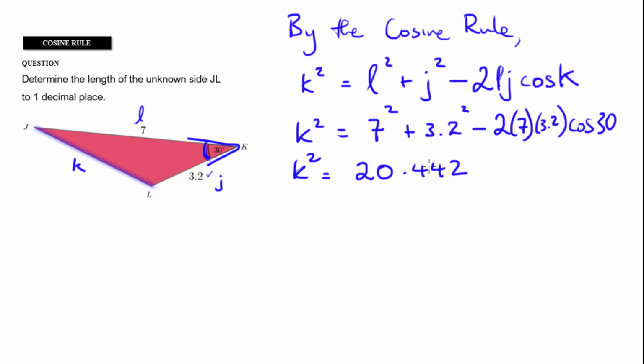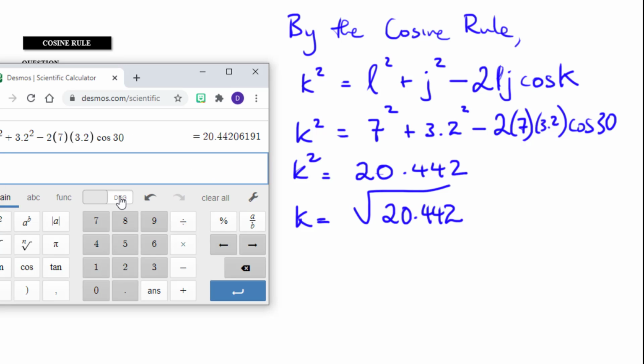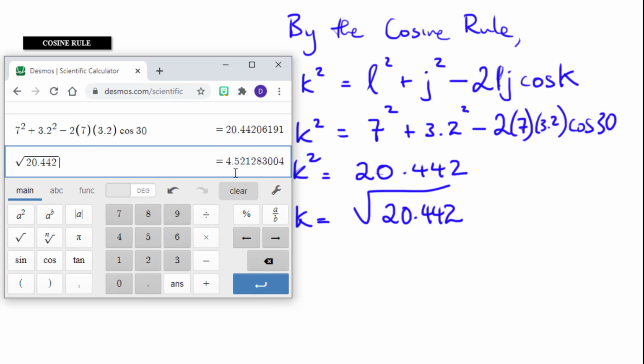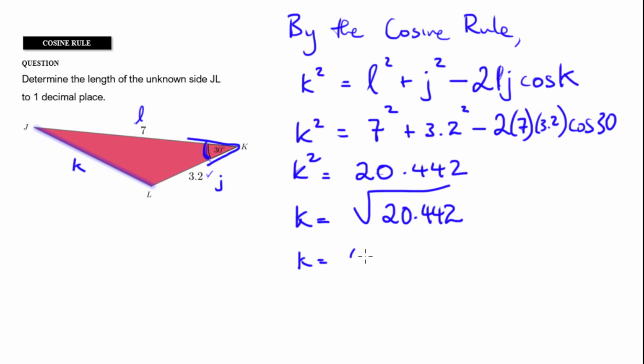Now that I have k squared, all I need to do is figure out k. If k squared is 20.442, then k is going to be the square root of 20.442. If I go back to my calculator and work that out, I'll get 4.5 something. But I only want it to 1 decimal place, so that's just going to be 4.5. So k is going to be equal to 4.5 units.